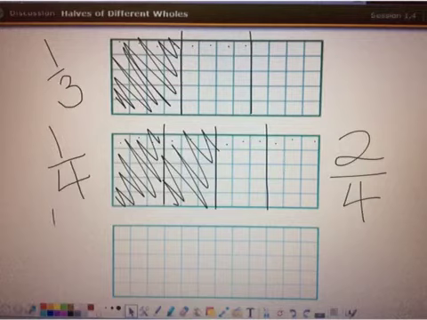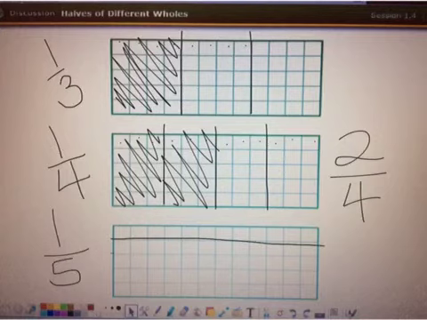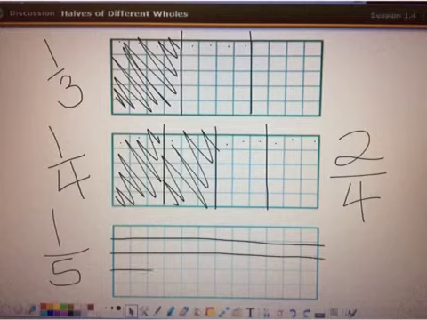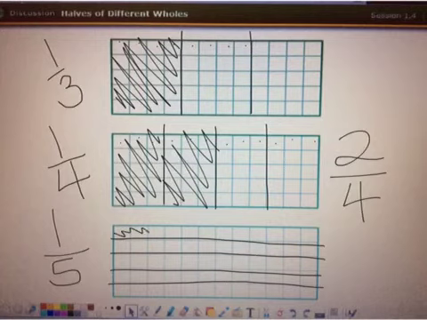The next one that I wanted to try was 1/5, and because this is a 5 by 12 rectangle, I can finally divide this way to make my fifths. As you can see, I have 5 equal sections of my fraction, so it makes fair shares, and I can shade in one of them.